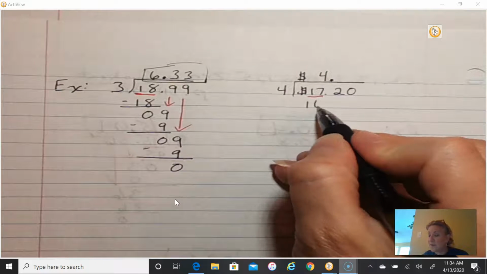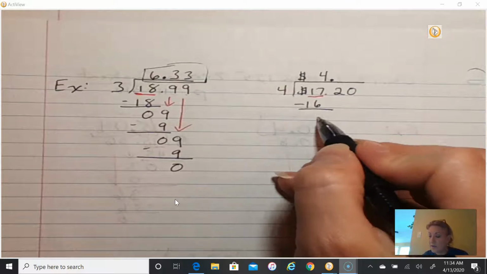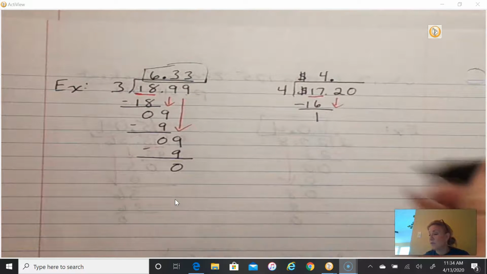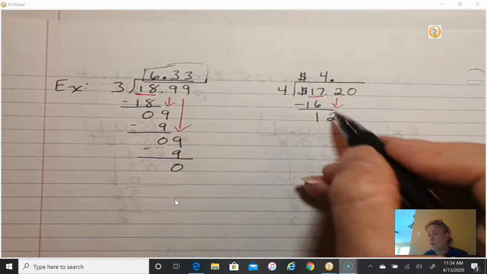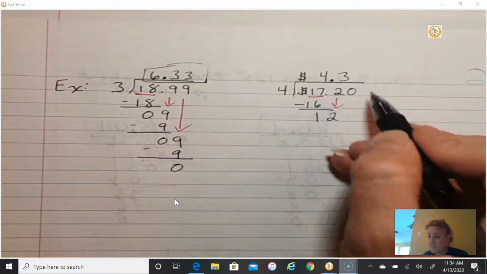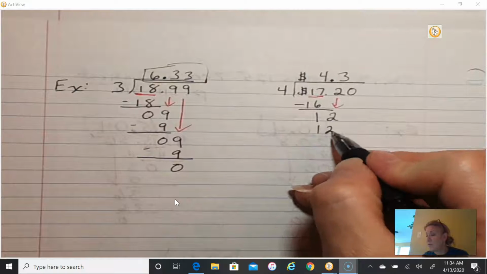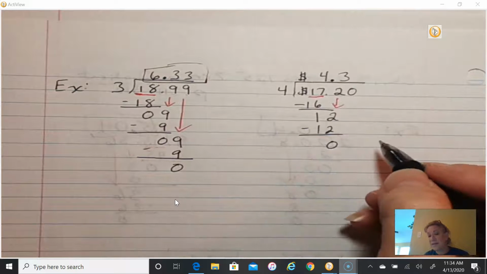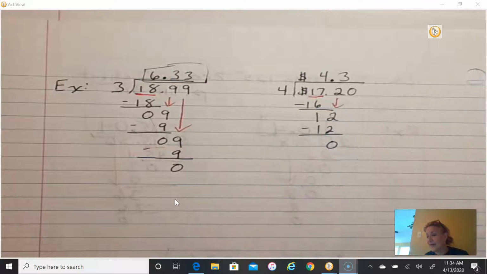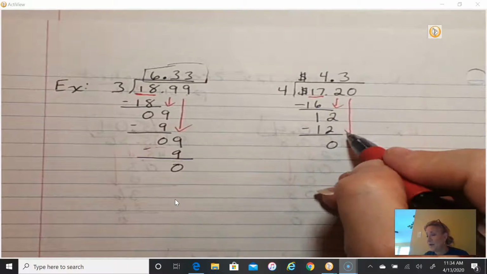4 times 4 is 16. Subtract, you get 1. Bring down your 2. 4 goes into 12 3 times. 3 times 4 is 12. We get 0. Guys, guess what? You're not done yet. See that 0? Bring it down.